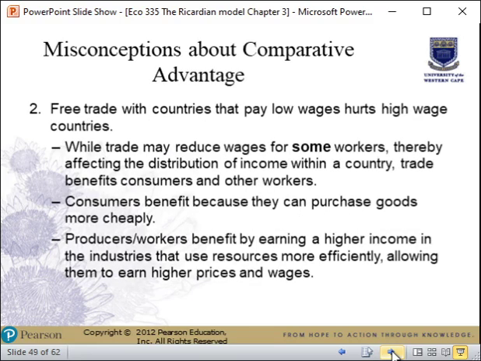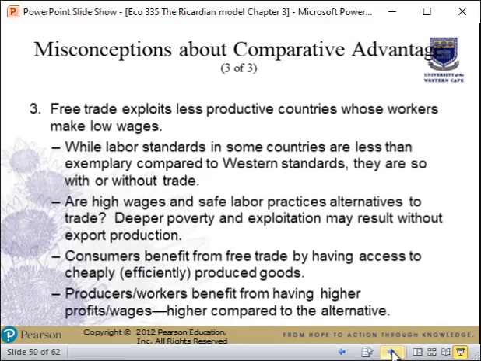The second one is known as the pauper labor argument. Free trade with countries that pay low wages hurts high wage countries. This argument overlooks the benefit from trade on consumers and other workers, since workers earn a higher wage in the industry they specialize their production in, and also consumers can purchase more goods at a cheaper price given that they are engaging in international trade.